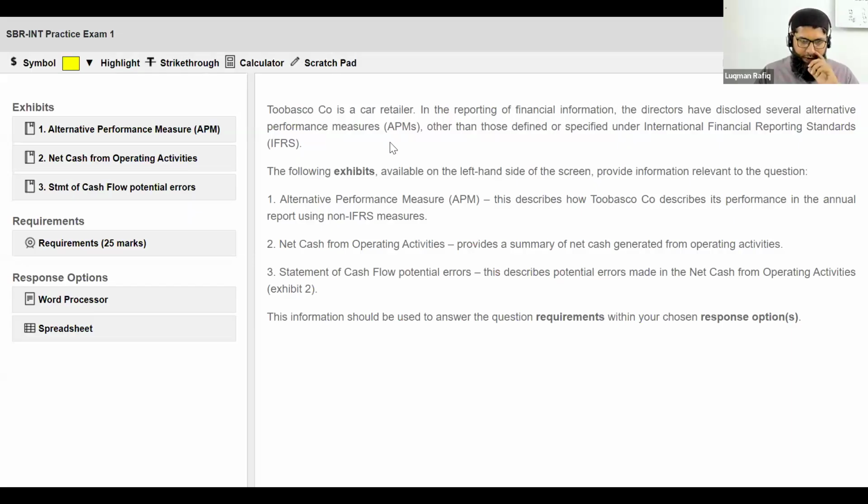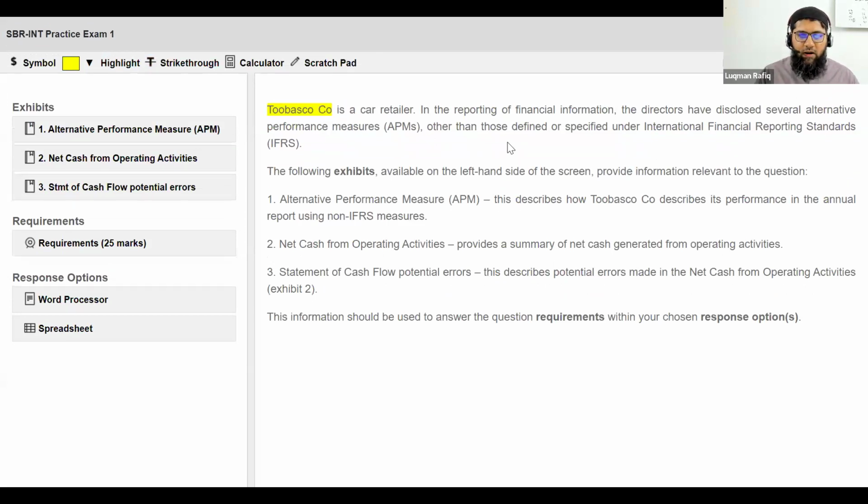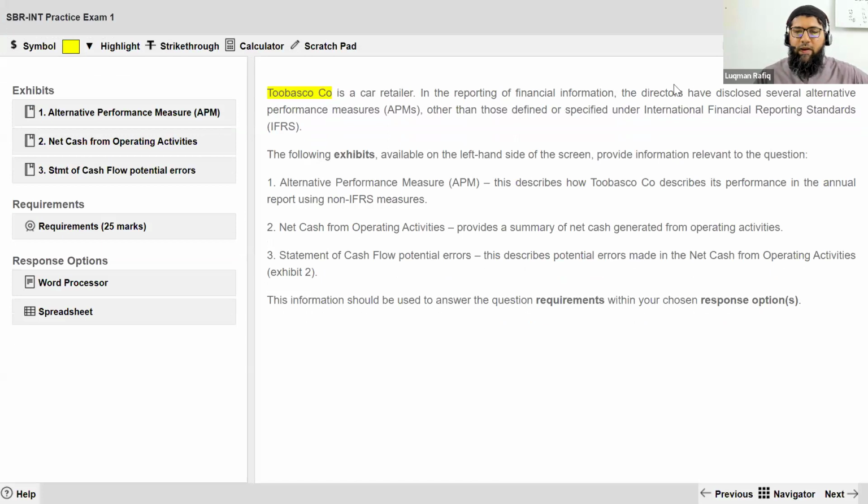The name of the question is Toobasco Company. Toobasco Company is a car retailer. In the reporting of financial information, the directors have disclosed several alternative performance measures, other than those defined or specified under the IFRS. The following exhibits available on the left-hand side of the screen provide information relevant to the question.